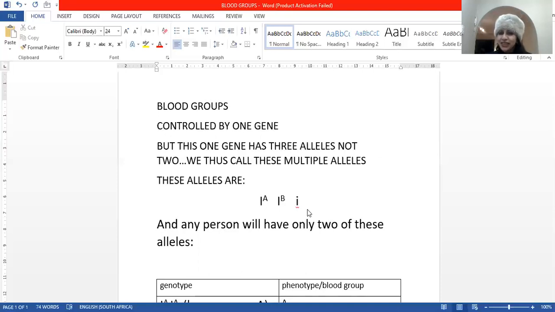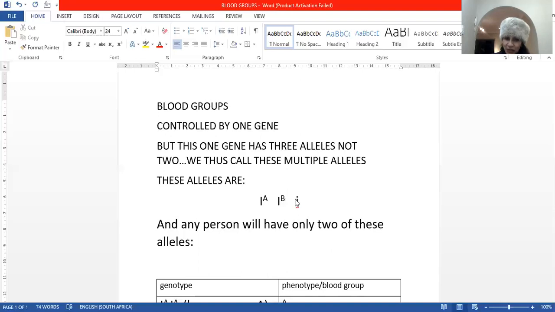While you're thinking, let me just show you the reason why I use a capital A here and a capital B there and a small i here. Reason being is that this allele and that allele are co-dominant. So when they both appear in a person, that person will have blood group AB. So the I^A I^B genotype will give me a blood group AB.